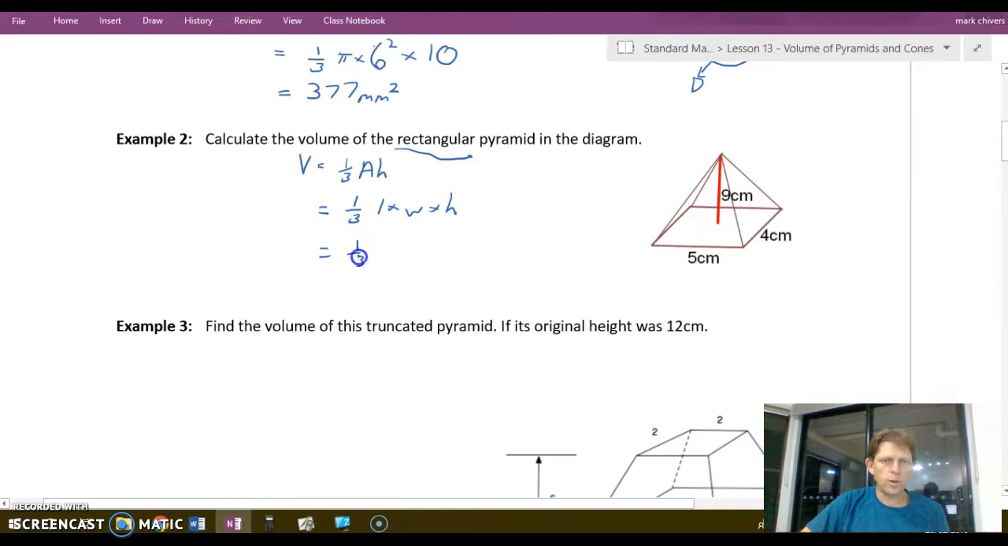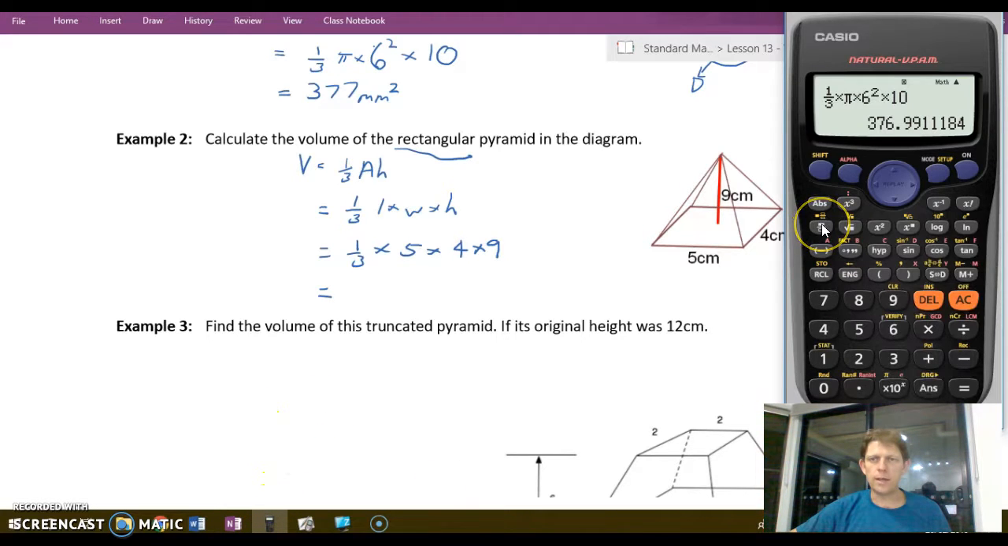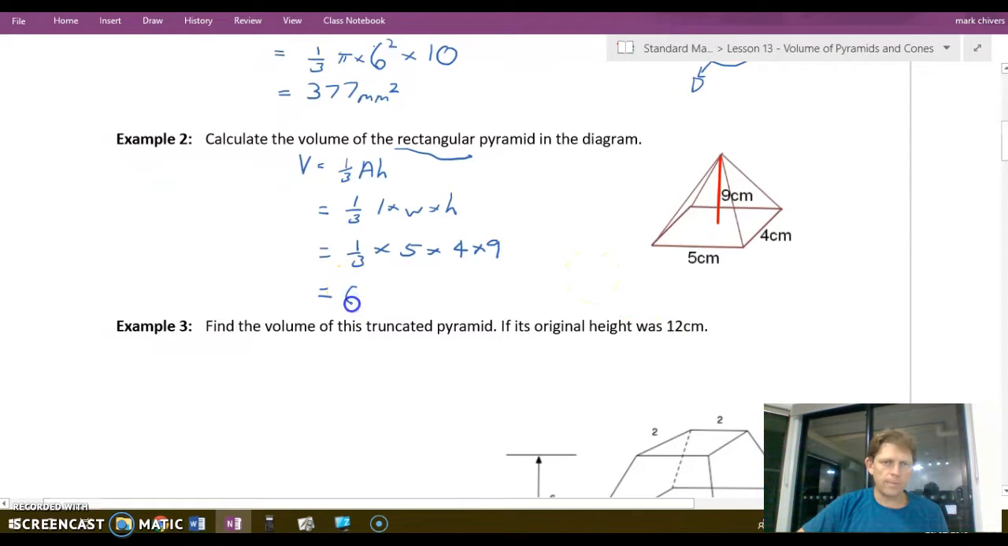So that's going to be a third of 5 times 4 times 9. And once again, if you can do that in your head, that's all fantastic, but it's just as easy to pull out the calculator and we can write all that in there. So 1/3 times by 5 times by 4 times by 9 gives us the answer of 60. And that's all there is to that one.